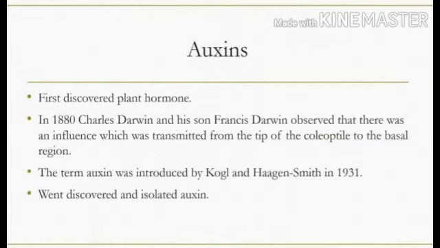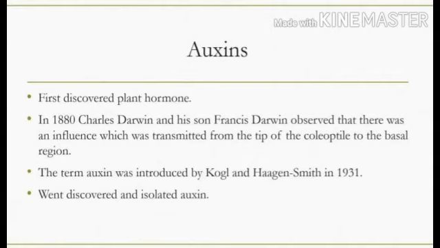First we can see about the plant hormone auxin. So auxin was the first discovered plant hormone. In 1880, Charles Darwin and his son Francis Darwin observed that there was an influence which was transmitted from the tip of the coleoptile to the basal region. So these two persons, the father and the son, observed that this influence was transmitting from the tip of the coleoptile to the basal region.